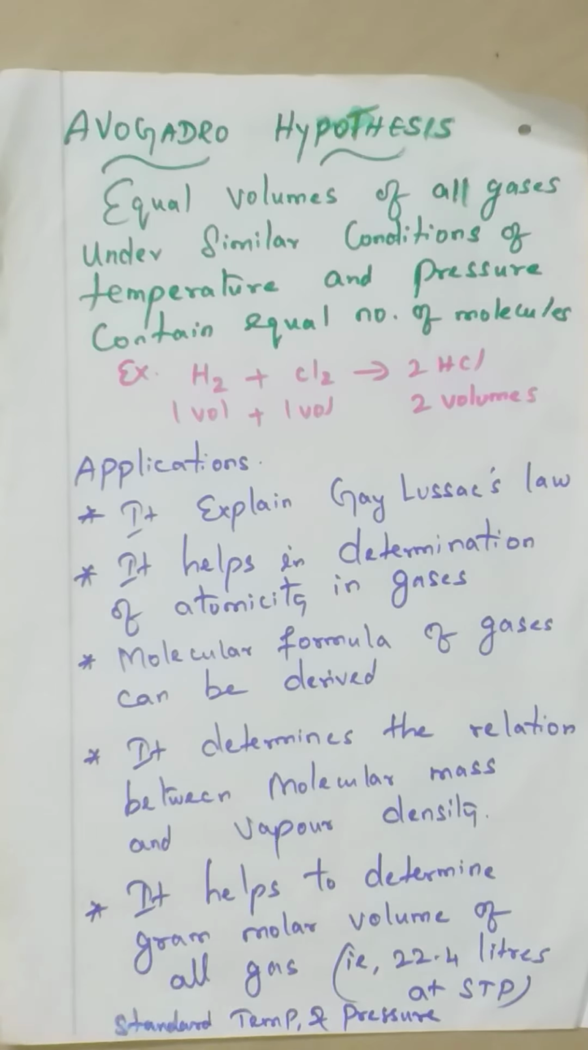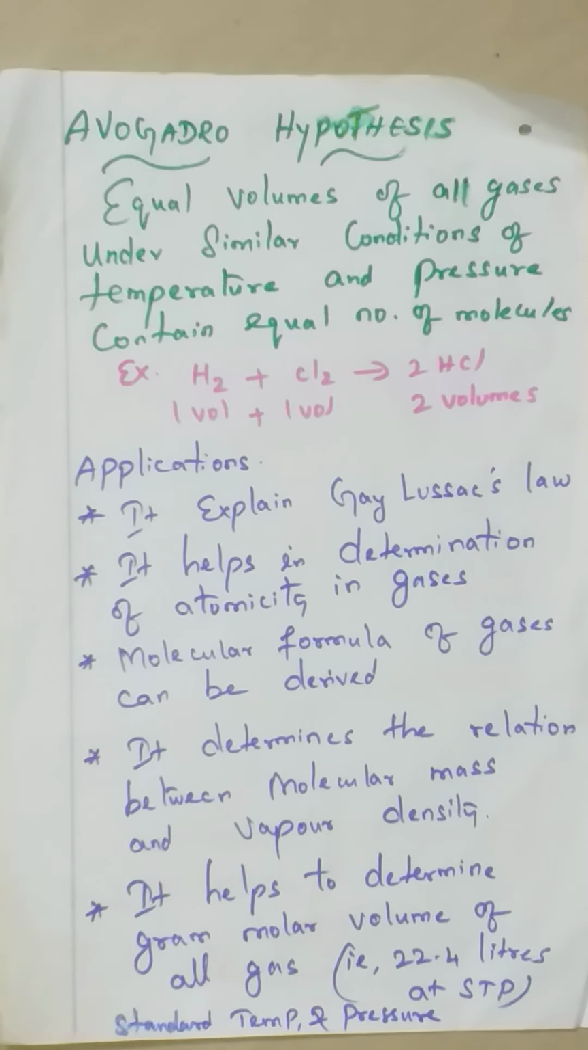Amedeo Avogadro, an Italian scientist, gave only a theoretical part, but it cannot be applied for practical things. That is, we call it Avogadro's law, or we can say Avogadro hypothesis. Avogadro stated a definition for that. See, listen: equal volumes of all gases under similar conditions of temperature and pressure contain an equal number of molecules.